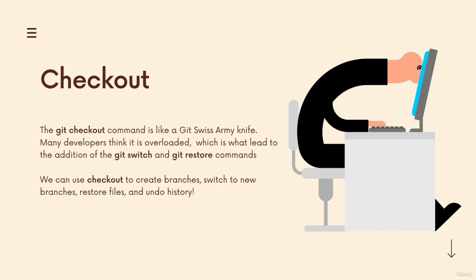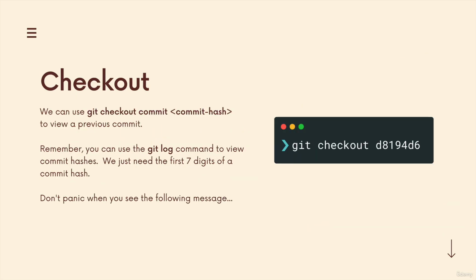Just as a reminder, a lot of people think the git checkout command does too much, which is why new commands were added, including git switch and git restore, which we'll talk about later on in this section. Okay, so if we use git checkout, but rather than checking out a branch, we instead check out a particular commit hash, like I've done here. Remember, we can view these commit hashes using git log. If we run this command, git checkout, and then a commit hash, something quite peculiar happens.